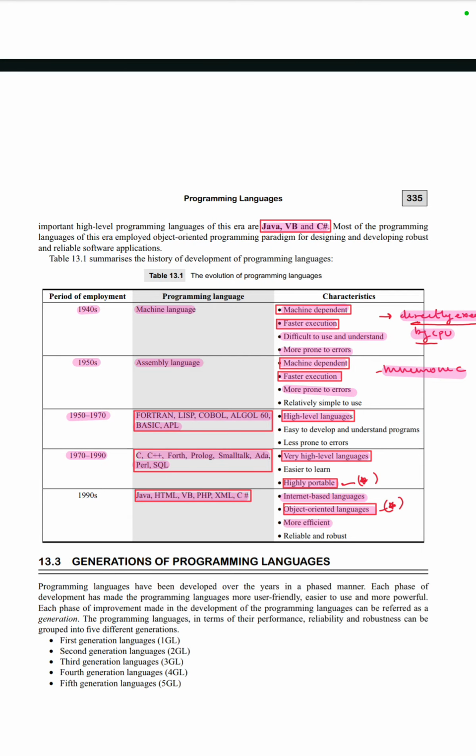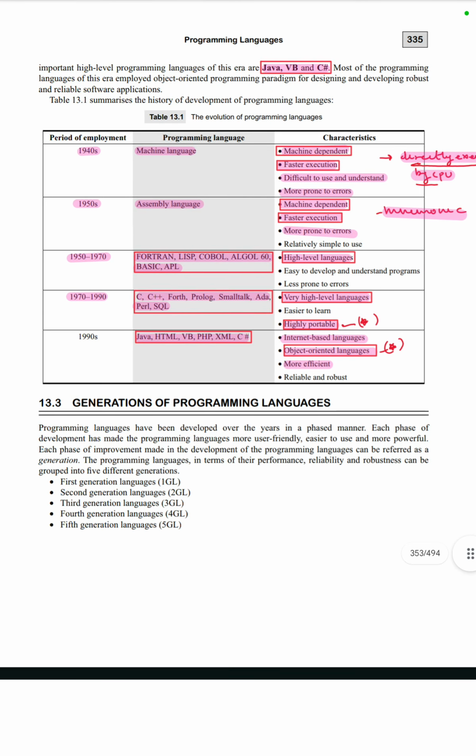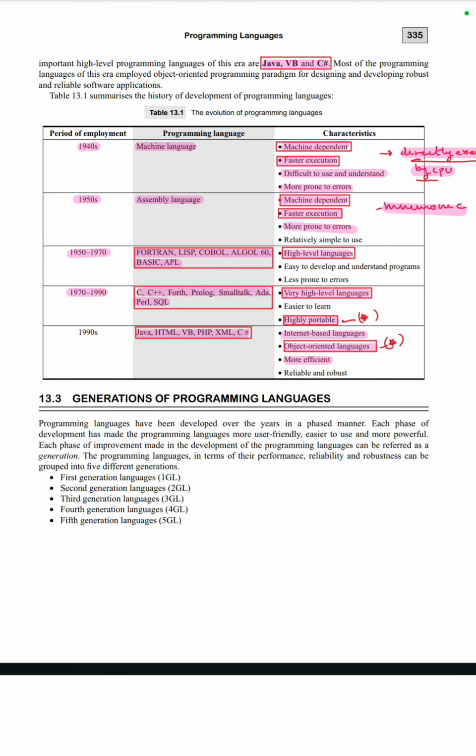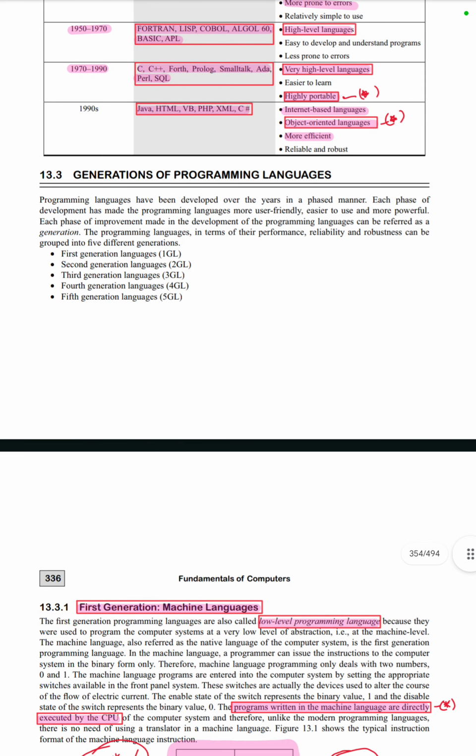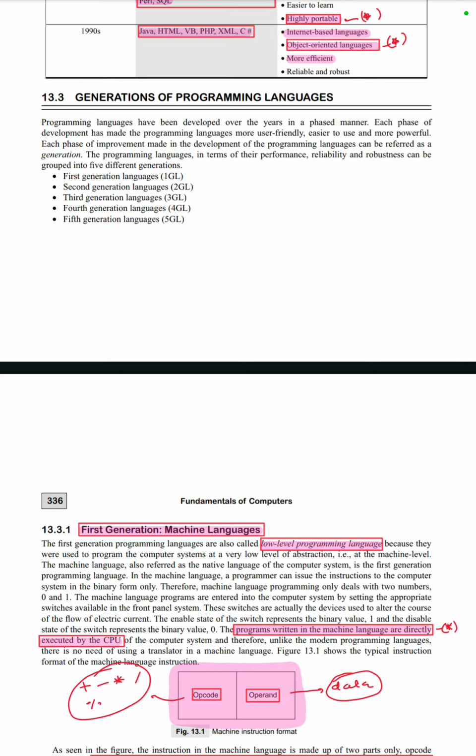Generations of programming languages. There are five different generations: first generation, second generation, third generation, fourth generation, and fifth generation languages: 1GL, 2GL, 3GL, 4GL, and 5GL.